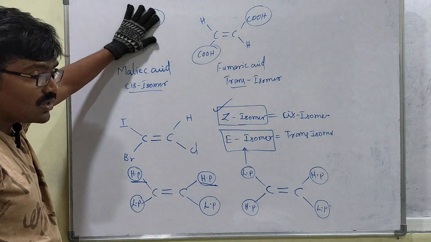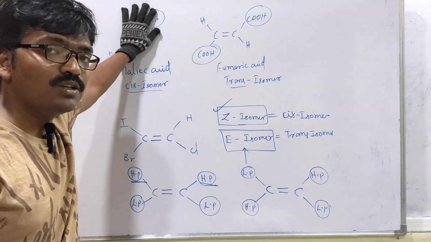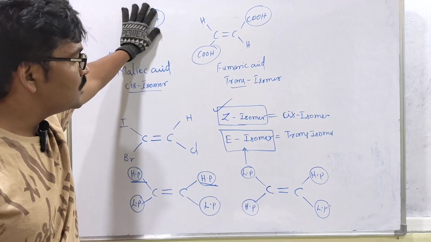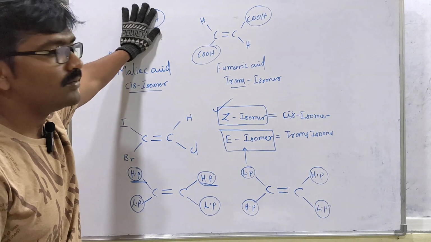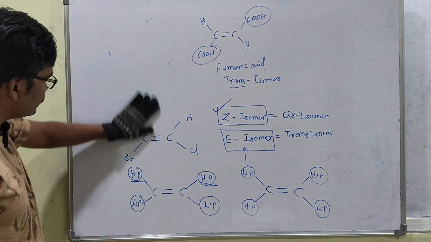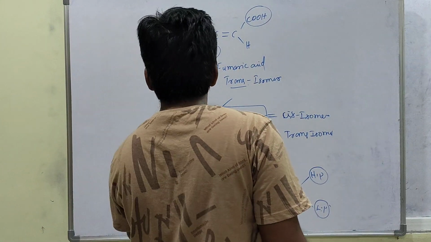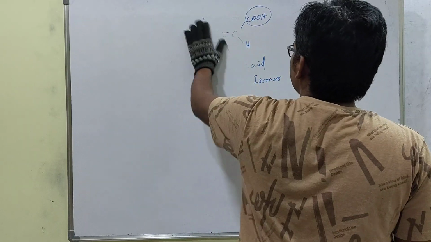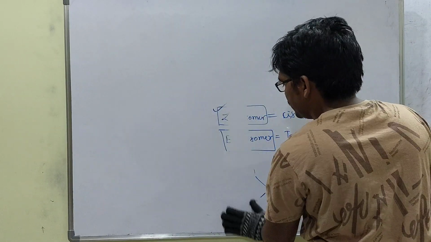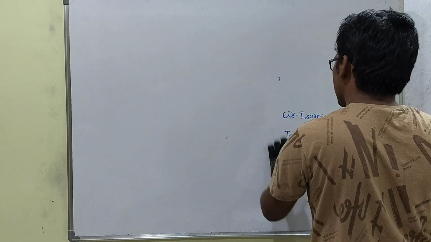Based on those rules, we can say which is the cis isomer or Z isomer, and which is the E isomer. So we'll see that. So now a new type of isomerism, not cis-trans, it is EZ isomerism. What is EZ isomerism?